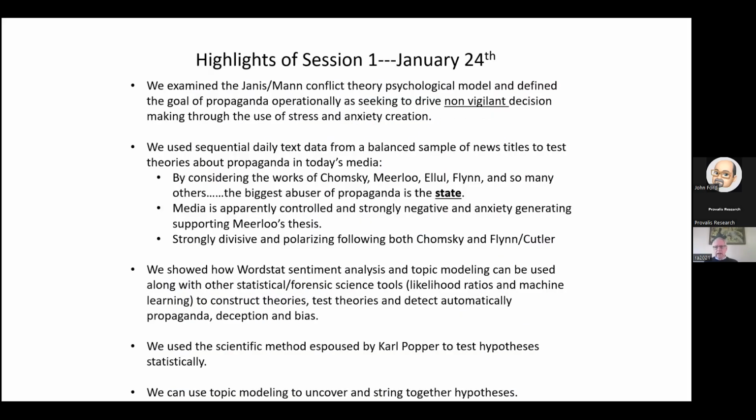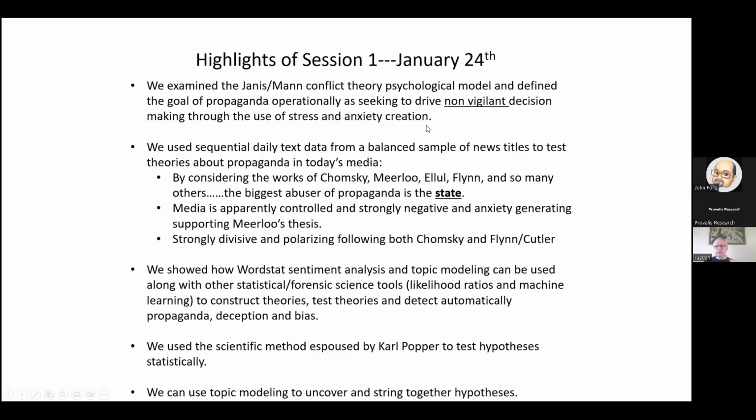So if I look at the highlights or lowlights, whatever you want to say, of what we covered last time, we covered the Janis and Mann conflict theory model, a psychological model that was identified in their book in 1977. It talked about driving people to vigilant decision-making. And what I want to stress is that that is really the underlying goal of all of this. Now, when you review the literature on propaganda, it almost always points to the role of the state or governments in doing this.